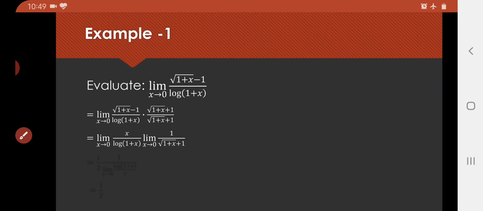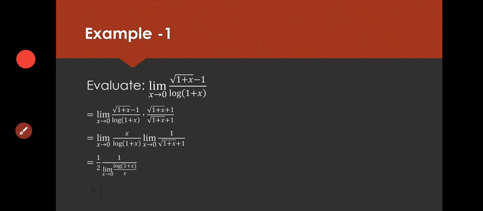Therefore, the whole situation becomes: half into 1 by limit x tends to 0, log of (1 plus x) by x. Then the limit x tends to 0, log of (1 plus x) by x, becomes 1. That is the standard limit. So your final answer becomes half. Fine. Now let us move to the third one.